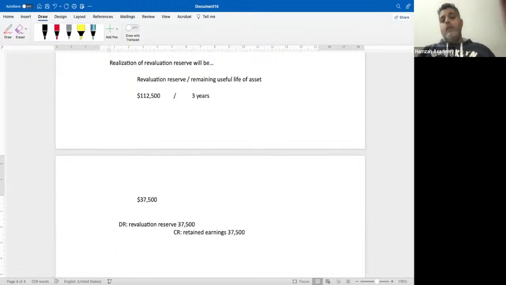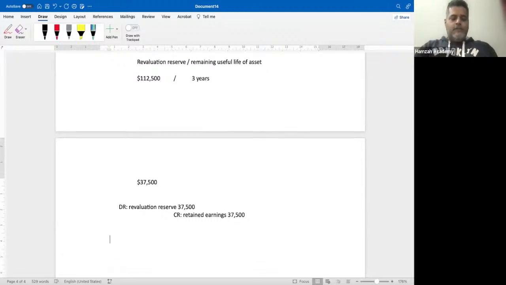Of the non-current assets, the tangible non-current assets, there are some other situations we'll talk about later, but for the assets under IAS 16, we cannot take it to the income statement. Period. Okay. So we have this way of realizing this revaluation reserve.